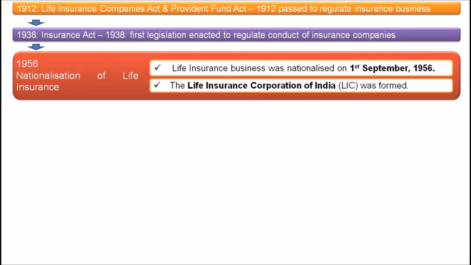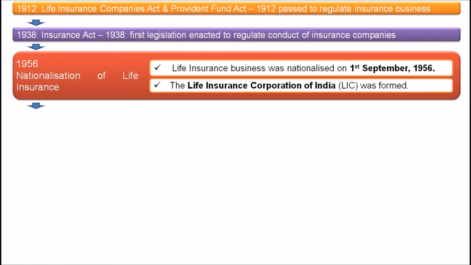On 1st September 1956, the Life Insurance Corporation of India was founded, that is, LIC was founded on 1st September 1956, and it was the only authorized life insurance company in India from 1956 to 1999. Dear friends, this is the history of the Life Insurance Corporation of India. So all the 200 companies which were there in India till that time were dissolved, and LIC was the only company allowed to do the business of life insurance.